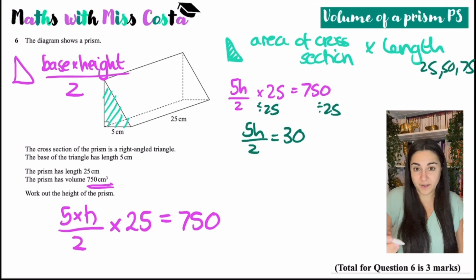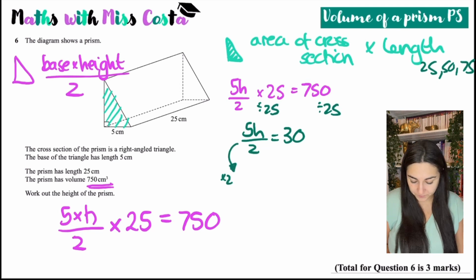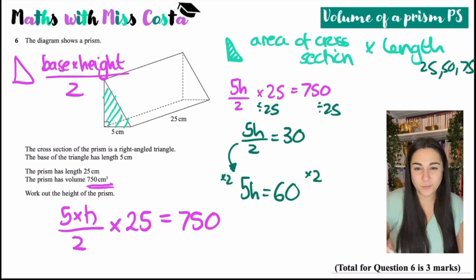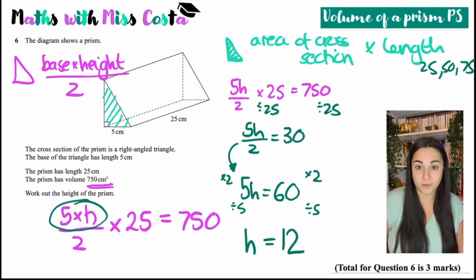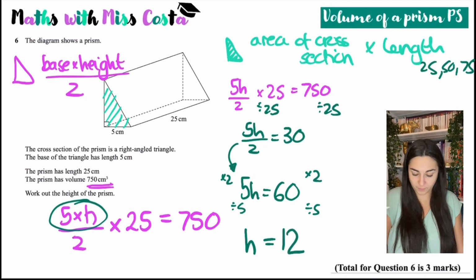Now what would you do? 5h is being divided by 2, so we multiply both sides by 2 to get rid of that divisor. So we're left with 5h is 60. And then 5h, what does 5h mean? Well, originally we know that it just means multiplied 5 times by h. So we'd divide both sides by 5. So h would be 12. So the height of the prism would be 12.